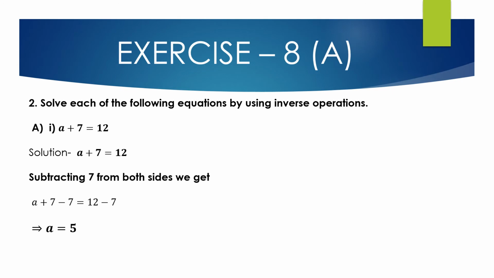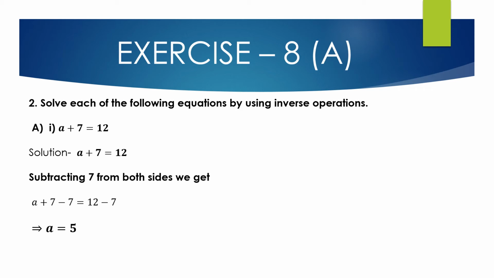Now we solve question number 2. Question number 2 is: solve each of the following equations by using inverse operations. First bit A is a plus 7 equal to 12. This is the equation given and we have to solve for the value of the variable a using inverse operations.